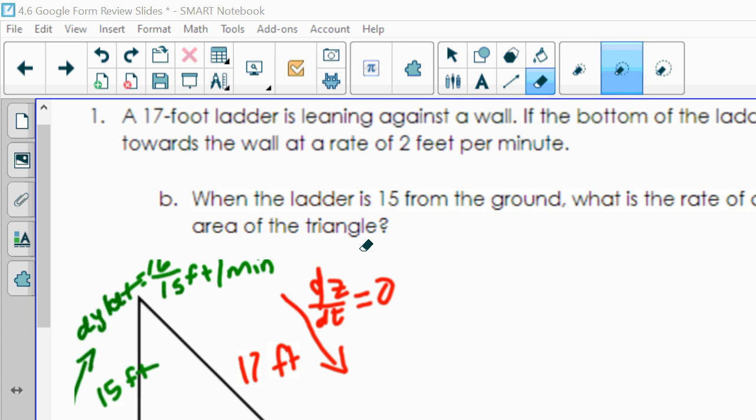All right, for the second question here, part B, I just took my picture from my first one because it is in relation to the first one. So I took all the information from that one. I have my 17-foot ladder.